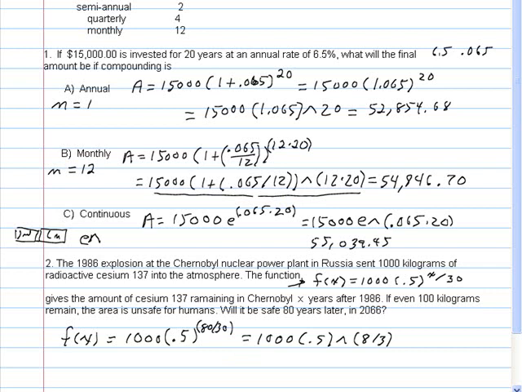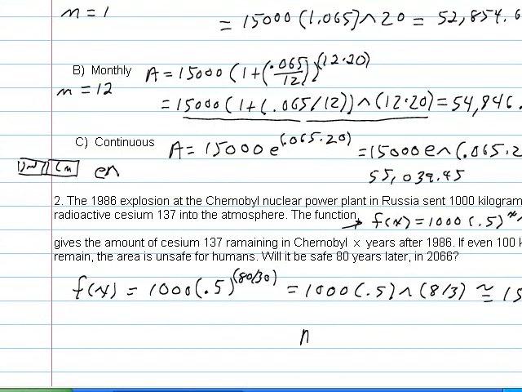So I'm putting into my calculator 1,000, open, 0.5, close to the power, open, 8 over 3, close, and I get the amount. I didn't give all the decimals because they're not important. It's about 157. That is over 100 kilograms, so not safe. A problem that looked really scary was really very easy to do, and that completes the podcast.